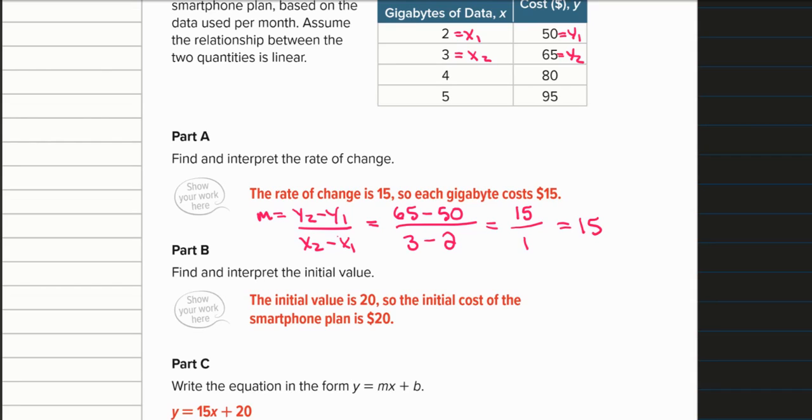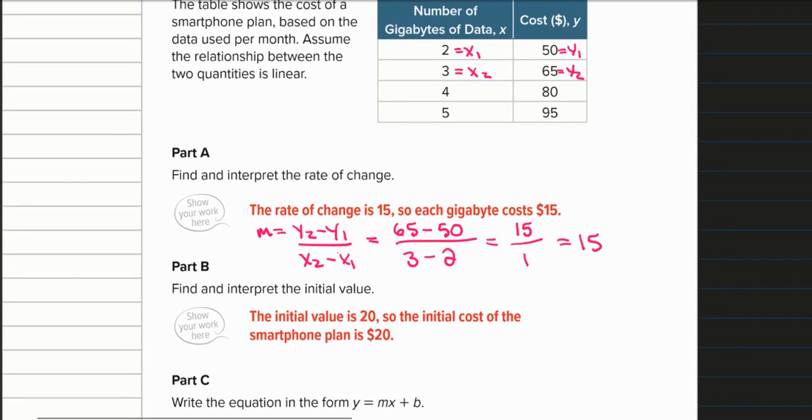If we're trying to interpret it, we know our top value is our cost. Our bottom value is our number of gigabytes. I don't know how to write gigabytes as an abbreviation, so I'm just going to write it out. So we say gigabyte. So it's $15 for 1 gigabyte, or each gigabyte costs $15.